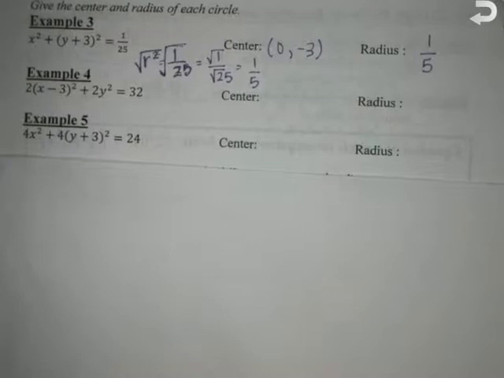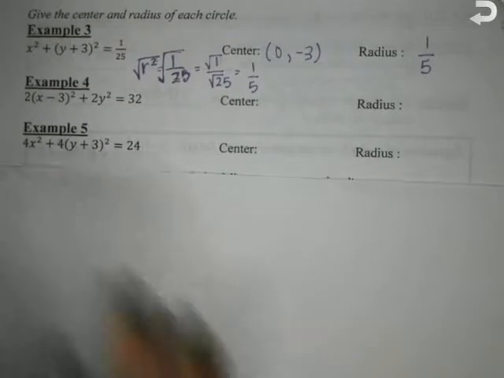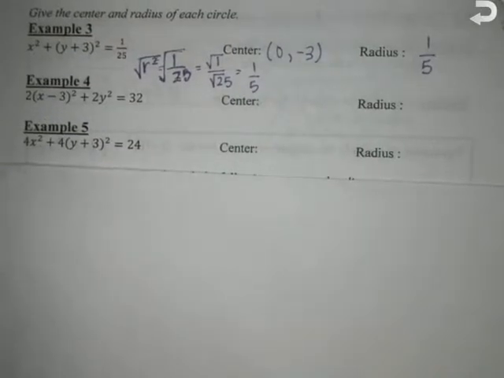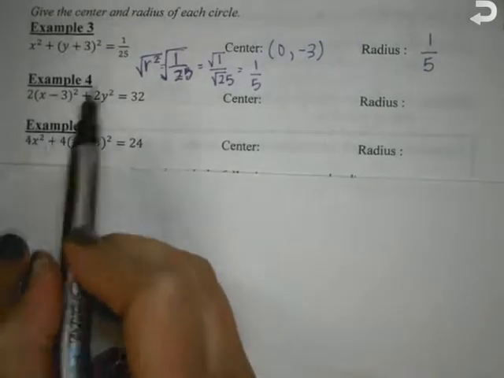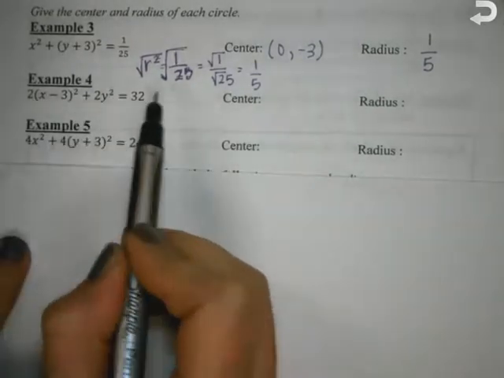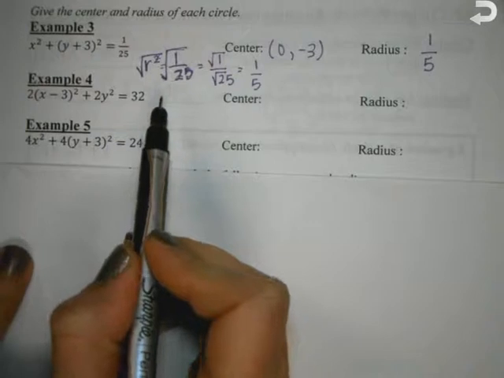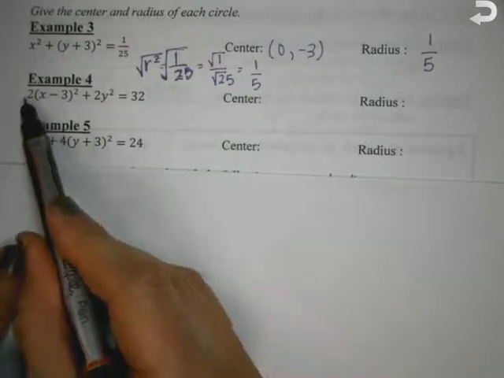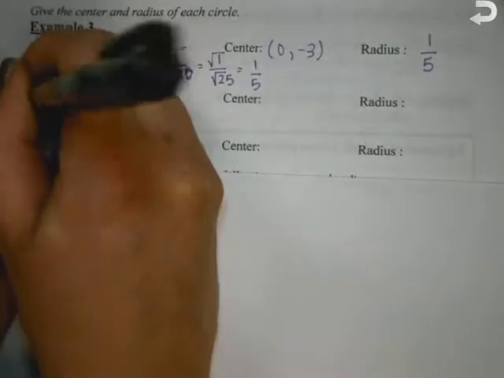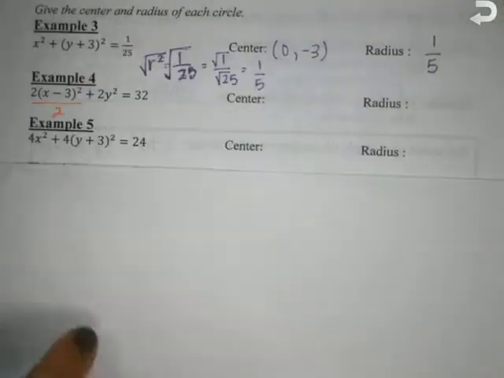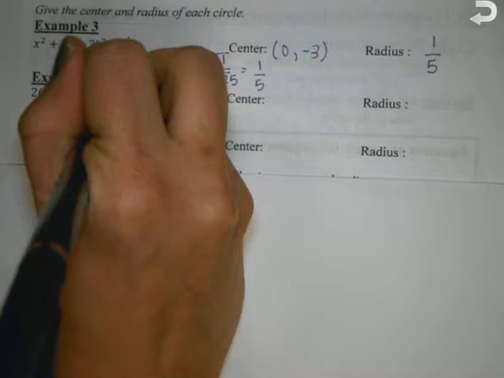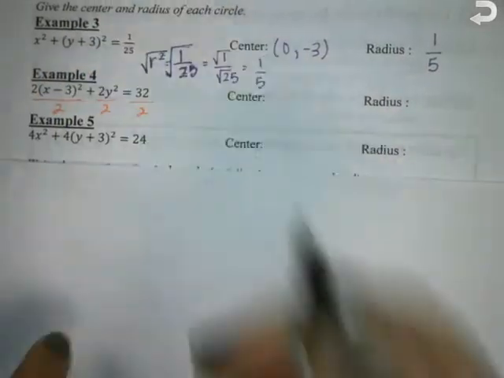Okay, look at example 4 here. I have 2 times x minus 3 squared plus 2 times y squared equals 32. There's some things out here that I don't really want. I have 2's on each of these. What can I do? I can divide everything by 2. So let's divide that guy by 2. Let's divide this guy by 2, and then we have to divide the right-hand side by 2. So we divide everything by 2 to cancel these out.